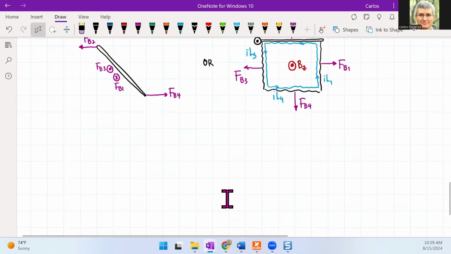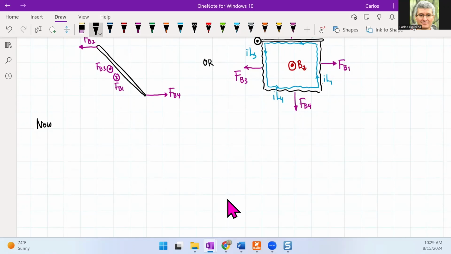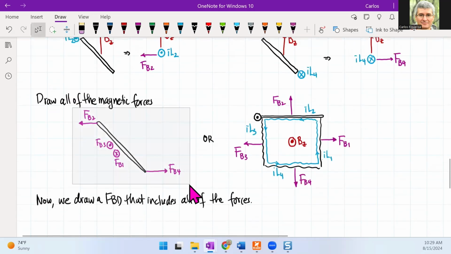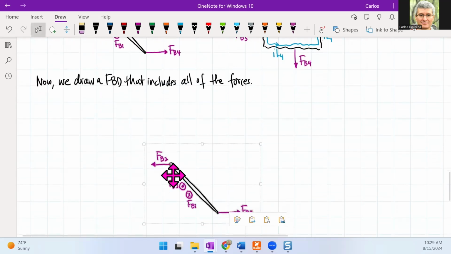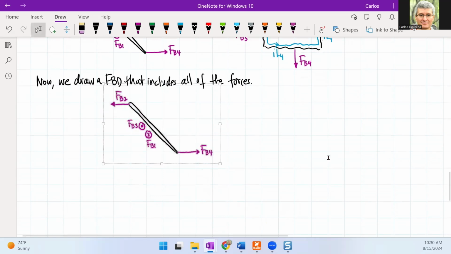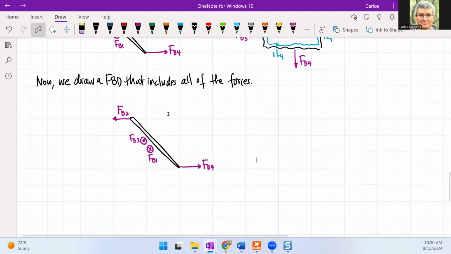So now that we got the directions of the magnetic forces, let's now include all of the forces. Now we draw a free body diagram that includes all of the forces. And I'm going to do this as a side view. So if I copy this guy right here, then I just got to add them. So the first thing, I'm going to have to make this a little bit more clear. So I'm going to take this force and I'm going to move it over here. I'm going to take this force and I'm going to put it on the other side, but it's still there.